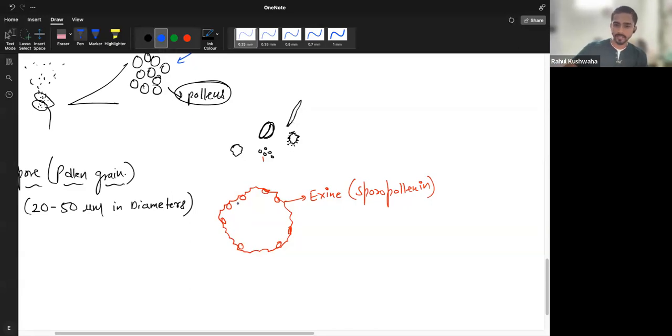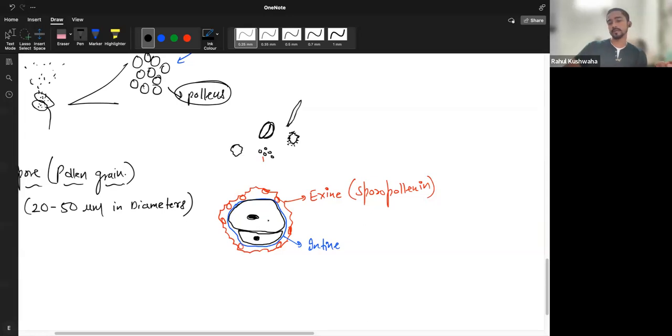Yeah. The inner layer. This is what the pollen cell is like. This is called intine. Exine and intine. Okay. Now, within every pollen grain, there are two kinds of cells. So there are two cells present in one. One cell, bigger one. The other cell is a little smaller. And they have their own nucleus.